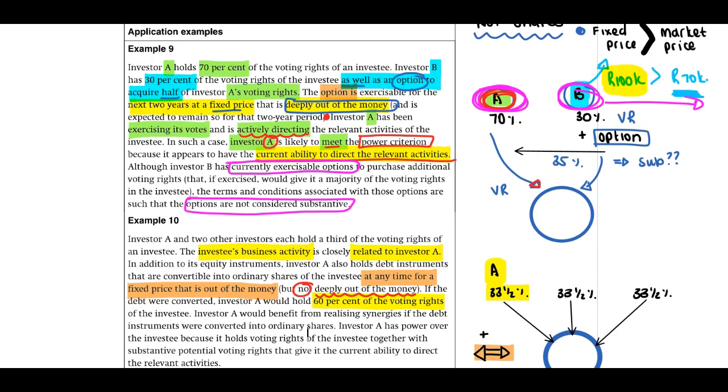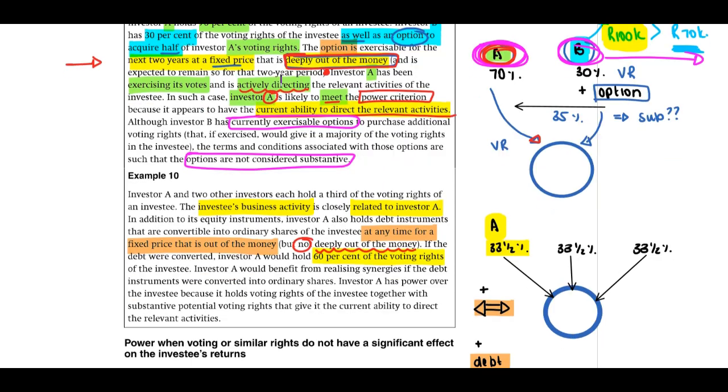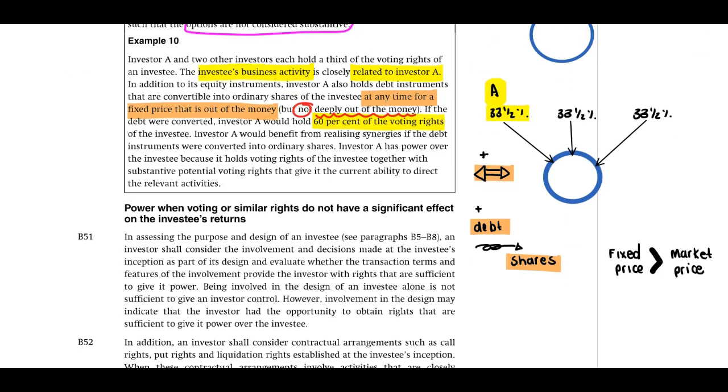Compare to our previous example. Look at our previous example. They've indicated to us that it's deeply, a lot, out of the money. Now, this one is out of the money, but not deeply out of the money. Therefore, with deeply out of the money, they will lose a lot, but not that much now.